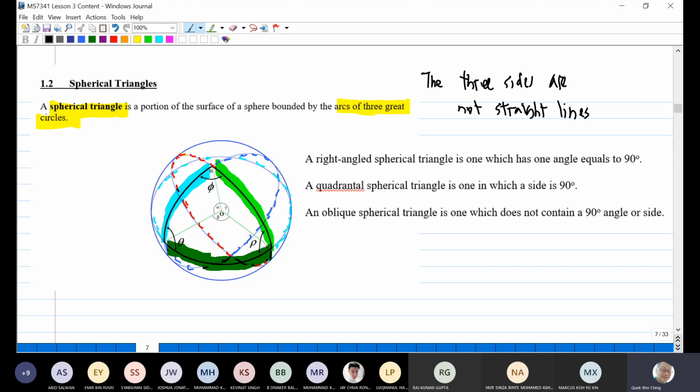Then of course the triangle has angles there. If one of the angles is a right angle, then we call it a right angle spherical triangle. Right angle spherical triangle is just a term. It doesn't mean that all the angles must be right angles. It happens to have a right angle, so you call it a right angle spherical triangle. Now, if one of the angles is 90 degrees.